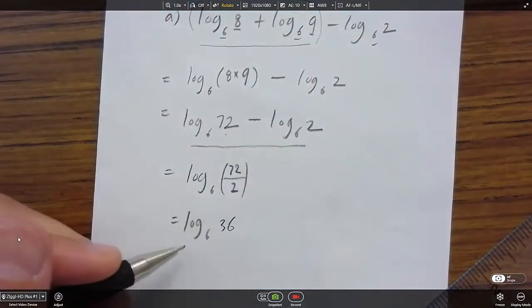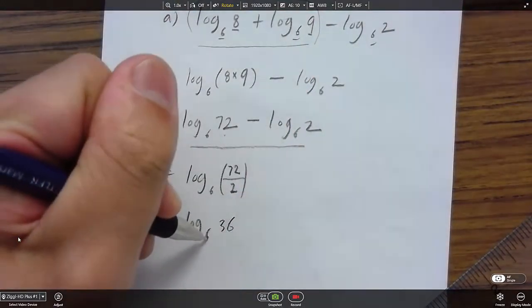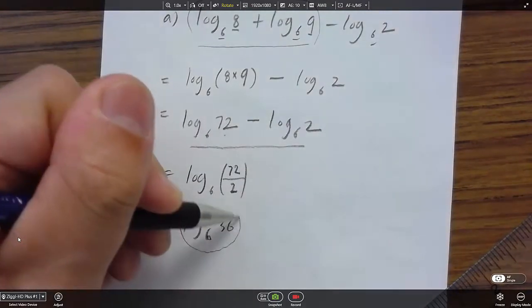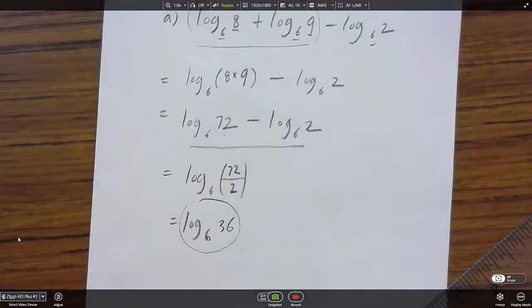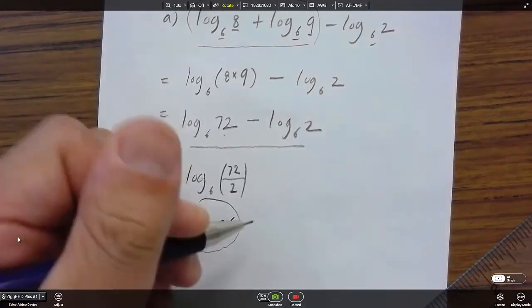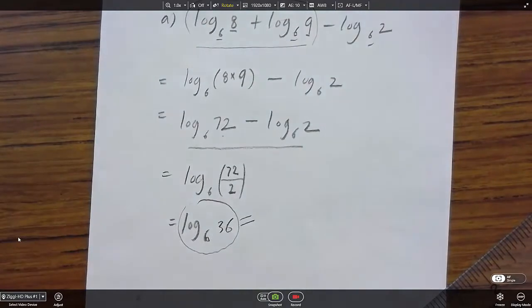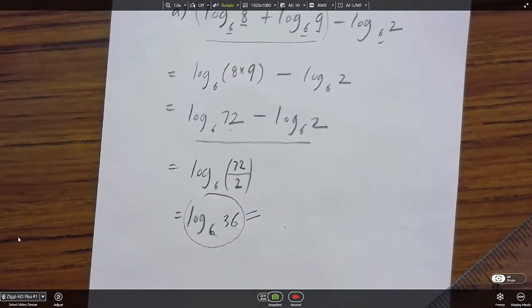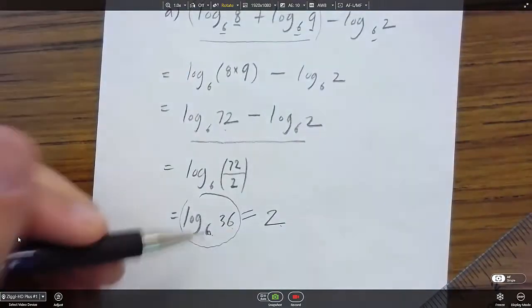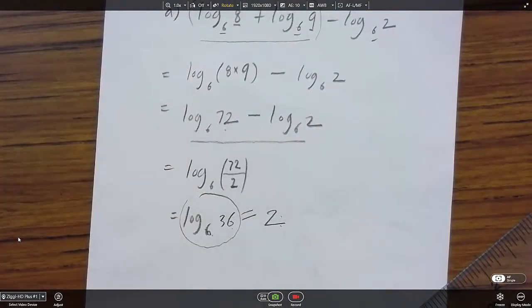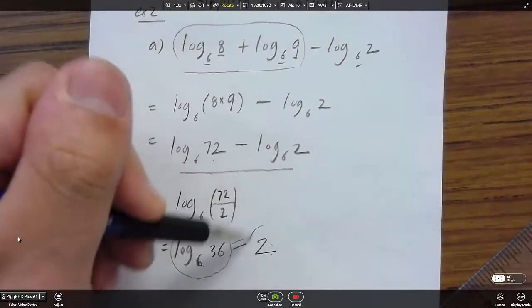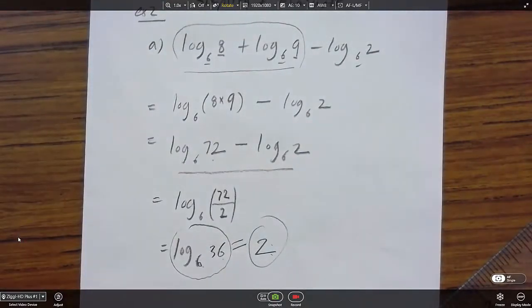Now, please don't stop here. This looks awfully suspicious. We have a log of something that is just a number. It's just a number. 6 to the what? There's an equal sign here. 6 to the what is 36? And it's going to be 2. 6 squared is 36, and that's the answer. So this entire ugly statement here evaluates to be 2. Very good.